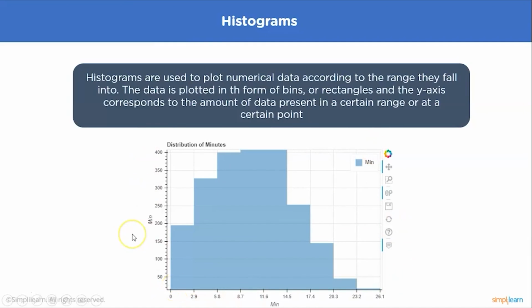This is a histogram of the distribution of minutes. So the x-axis has the range within which this data falls. Like over here, the first range is from 0 to 2.9 and the second one is from 2.9 to 5.8. Each range has a width of 2.9 and the corresponding y-axis, or the height of the bins, tells us how much data is present within this range. So this is how you can read histograms. Now let's see how we can plot them using Python Bokeh.